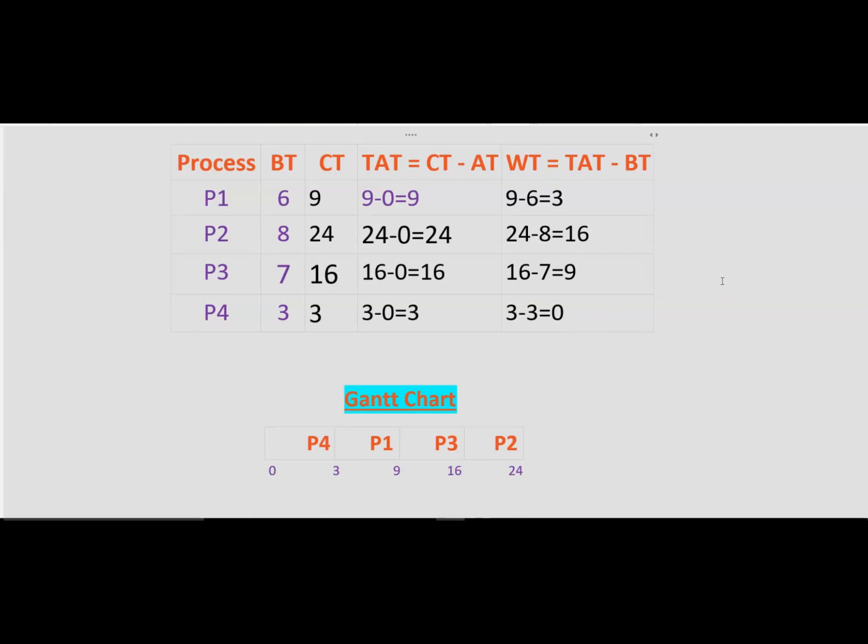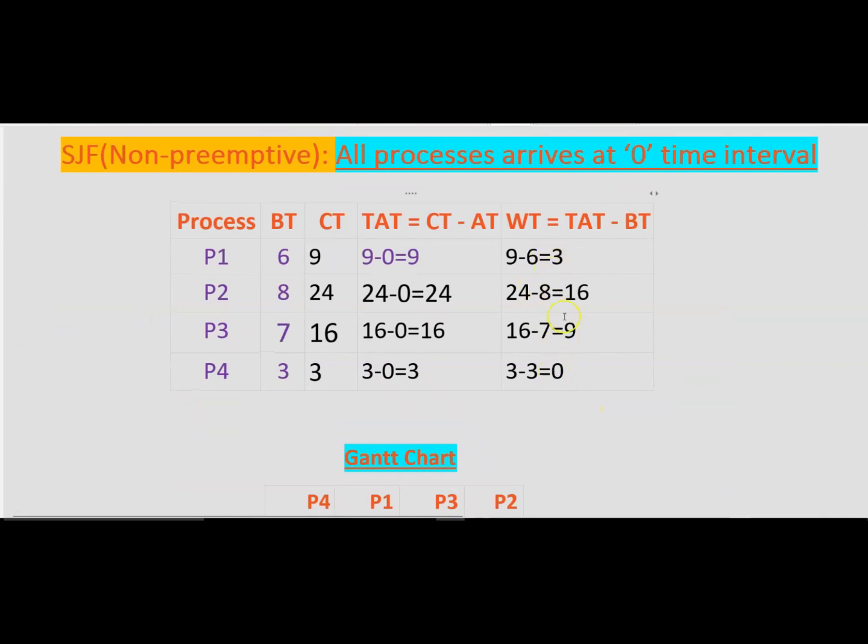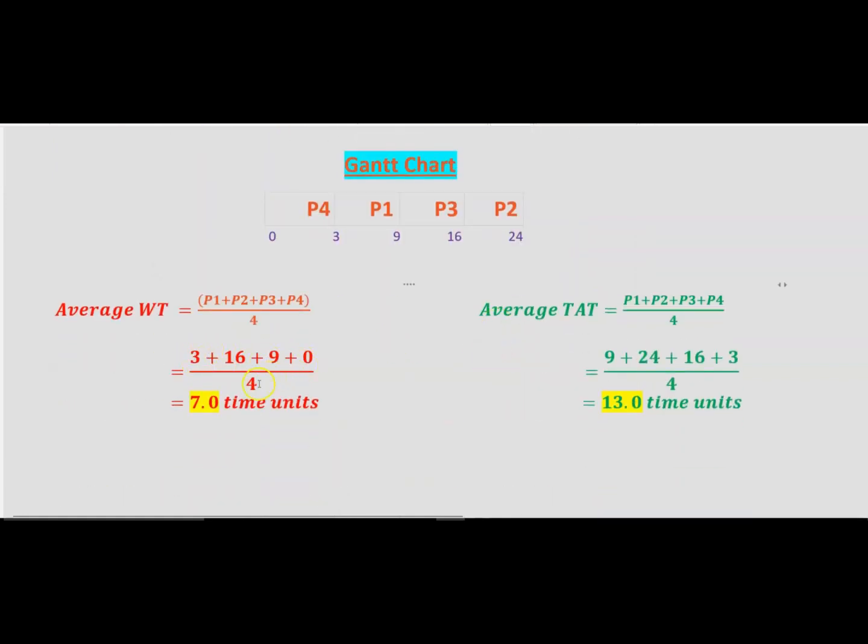Now it can be asked in the question to calculate the average turnaround time as well as the average waiting time. So let's see that part now. How are we going to calculate the average waiting time? I have already discussed that, adding all the processes and dividing by the number of processes. So we pick all the values from this table, that is 3 plus 16 plus 9 plus 0 divided by 4. So the answer at the end I'm going to get is 7.0.